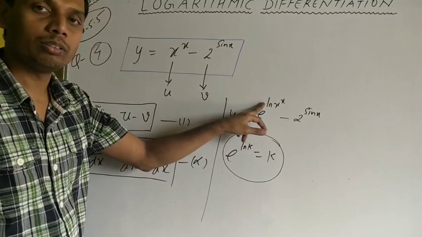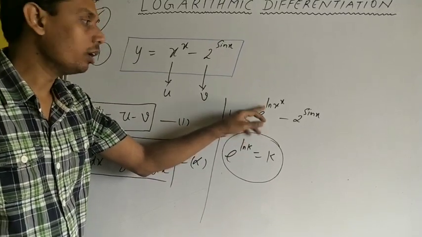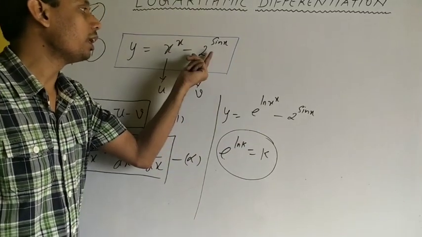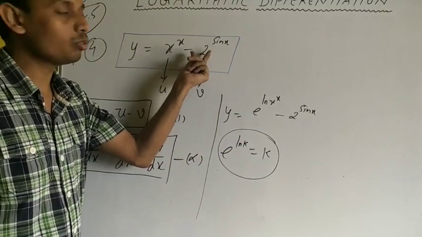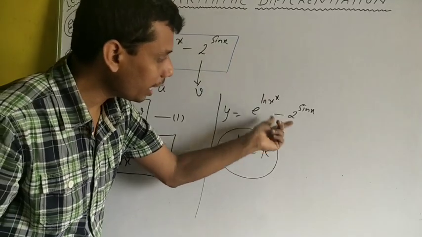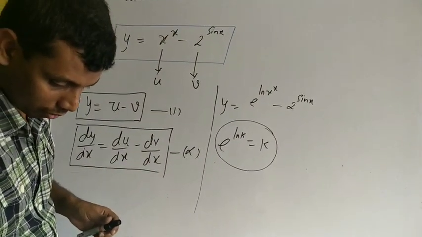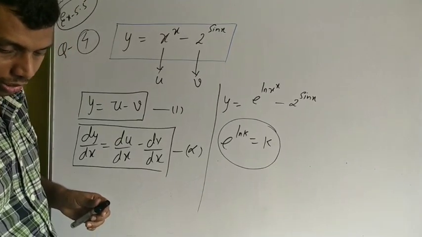Differentiation of e to the power x is equal to what? e to the power x. In this question we have transformed it in this manner, and as we have the formula of a to the power x, we have copied it as it is. Next is question number 6.